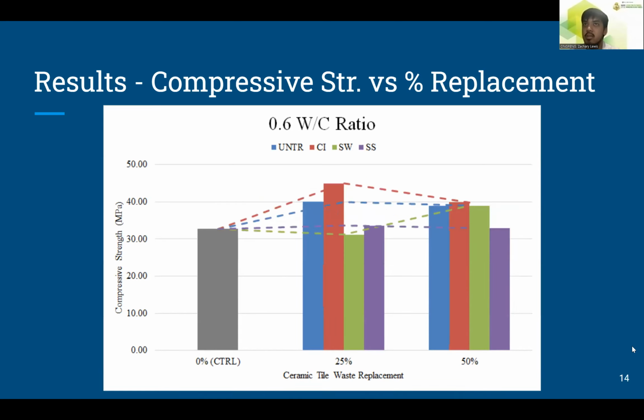Next slide, please. On the other hand, in the figure pertaining to the 0.6 water cement ratio of all the samples, the cement impregnation is also still the best, but it is important to note that in the 50% replacement category, it is much closer to the other samples' compressive strength. It also has similar patterns to the 0.5 water cement ratio graph, with the exception that the sodium silicate method is noticeably higher than in the previous graph.